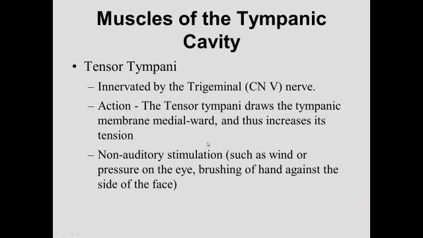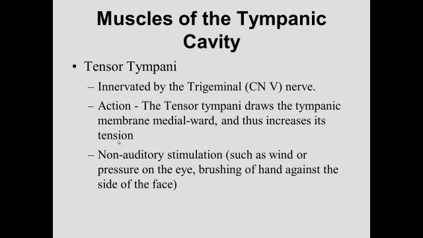Now the tensor tympani muscle is innervated, that is to say it contracts when stimulated, by cranial nerve 5, the trigeminal nerve. It pulls the tympanic membrane, it pulls that malleus a little bit toward the front and toward the middle of the head, and in doing so it increases the tension, it stiffens the ossicular chain. Again, if we add stiffness to the ossicular chain, that should change its transmission characteristics, and indeed it does.